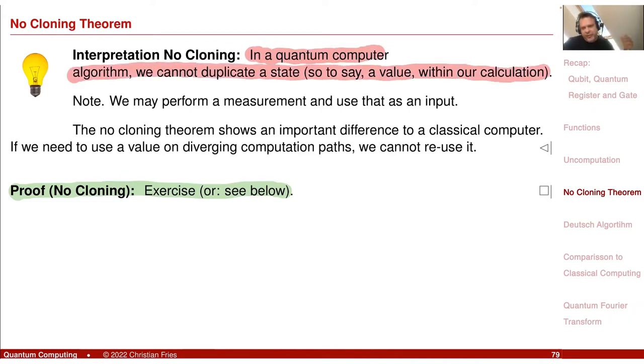Of course, you could perform a measurement and reinitialize this measurement as an input, but this is not the same. You lose the superposition. And this theorem shows us another important difference to the classical computer. If we need to use a value twice on diverging computation paths, we cannot reuse it. What you could do is make the same calculation twice, get the same output value, and then continue. So you need to double the memory.